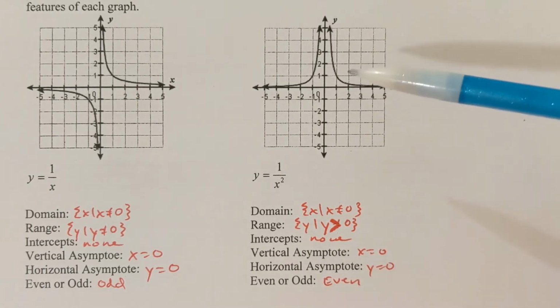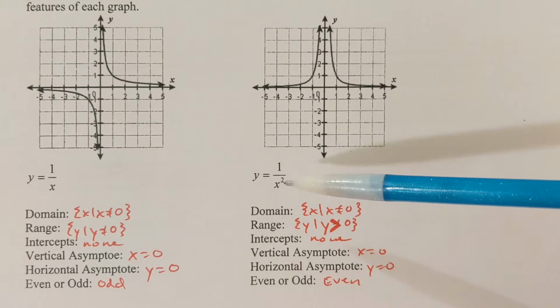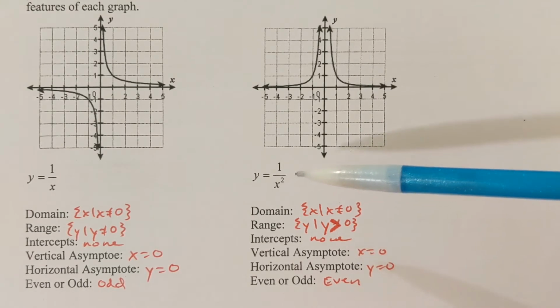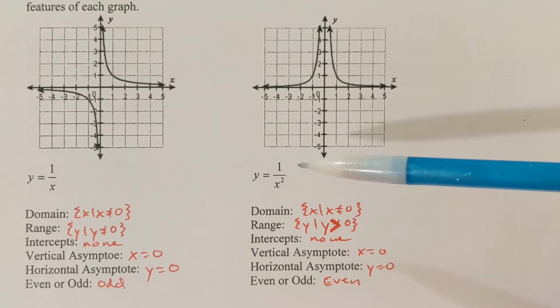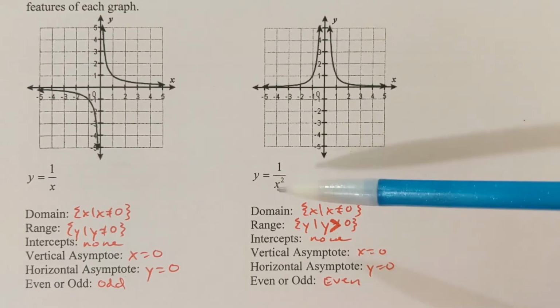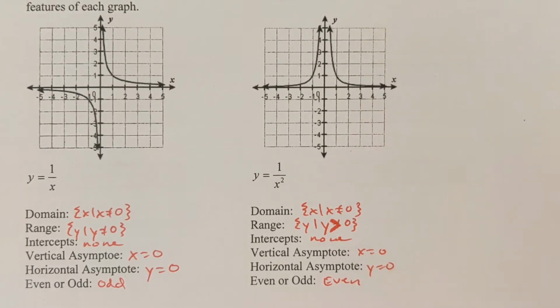Even or odd, this function is even, because if I replace x with a negative x, the quantity squared is the same as x squared. So y equals 1 over x squared, which is the same thing that I have there.